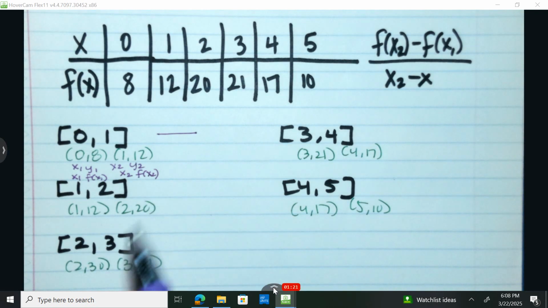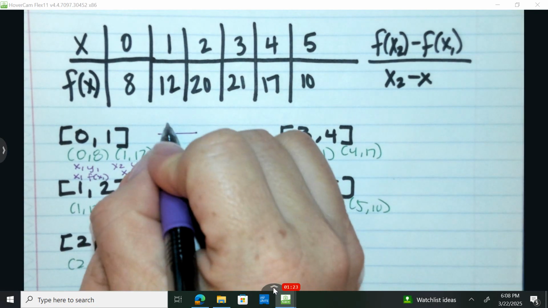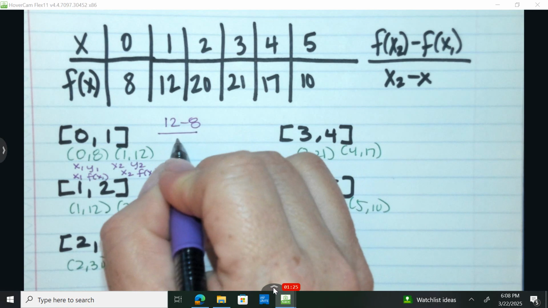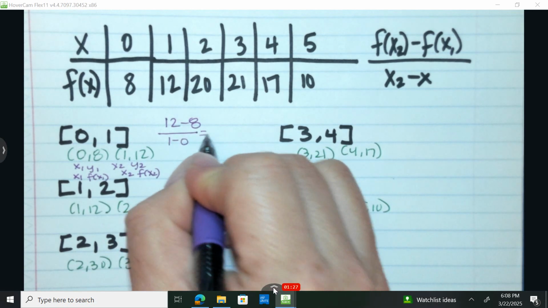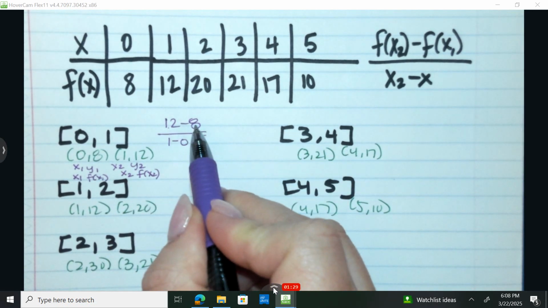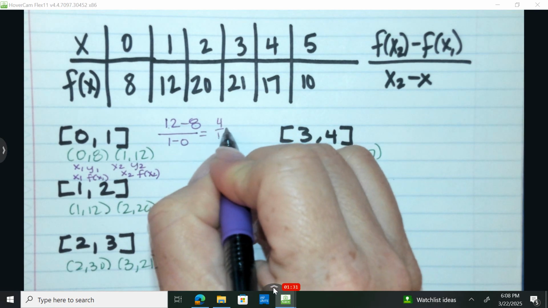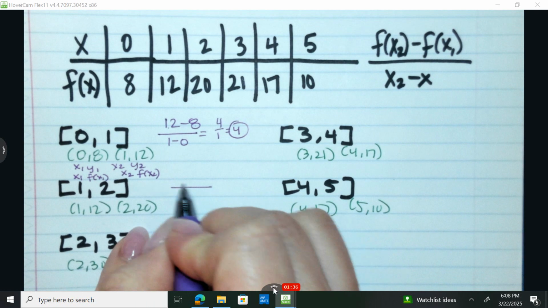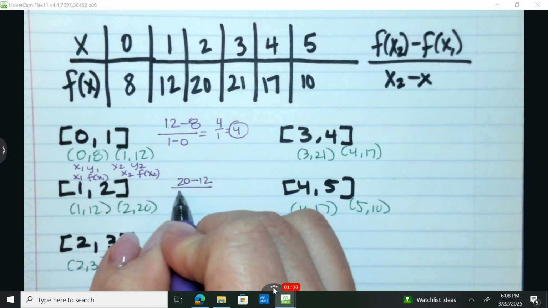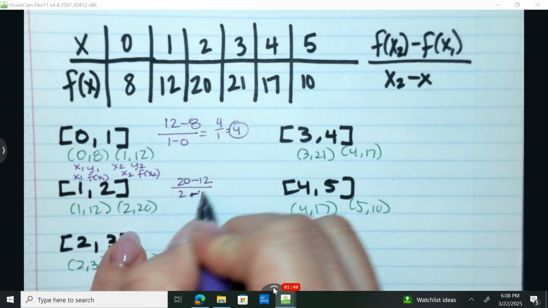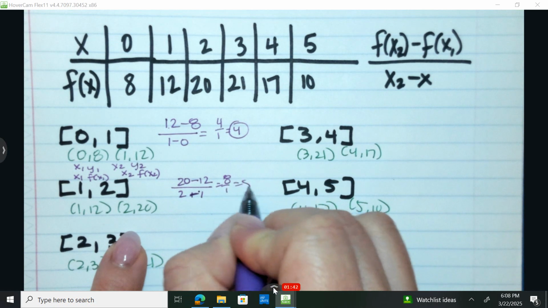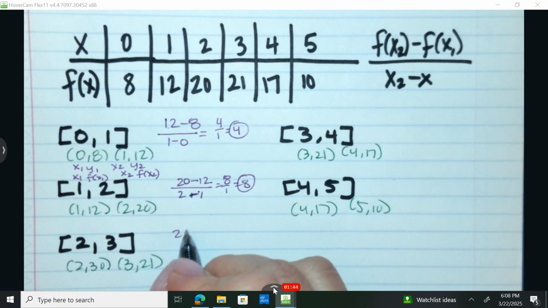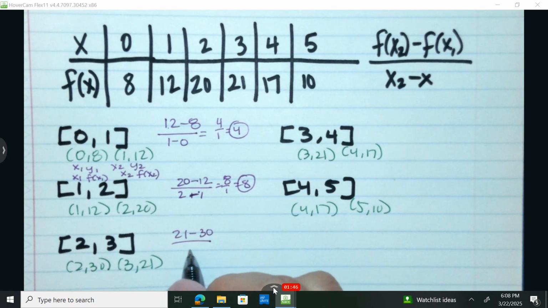Here we go. So I'm looking up here, and I'm going to go with 12 subtract 8 over 1 subtract 0. Now 12 subtract 8 is 4, and so 4 over 1 is equivalent to 4. And we'll do the exact same thing here. We're going to have 20 subtract 12 over 2 subtract 1, and I end up with 8 over 1, which is equivalent to 8. 21 subtract 30 over 3 subtract 2.